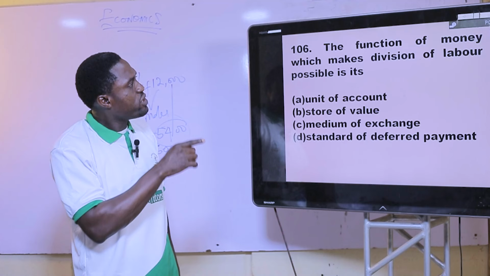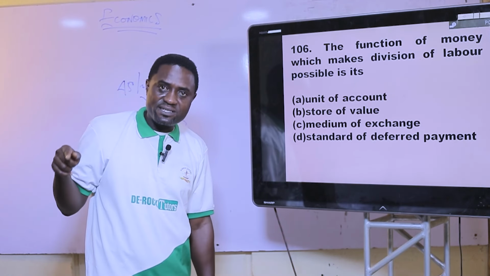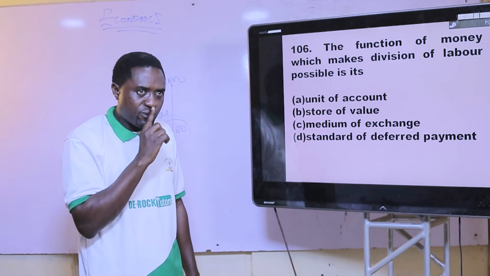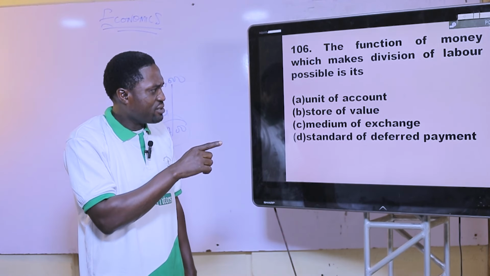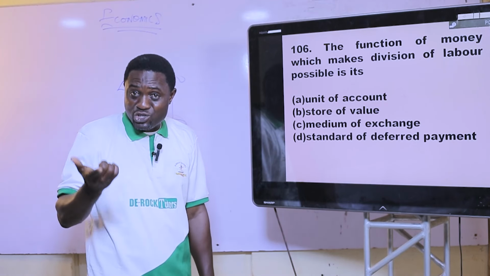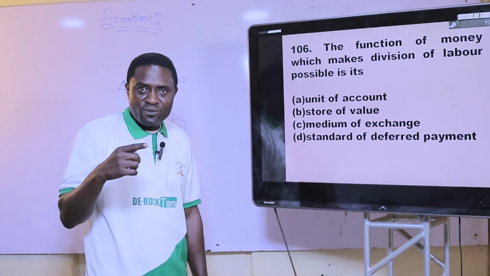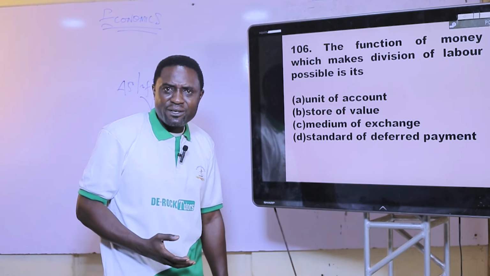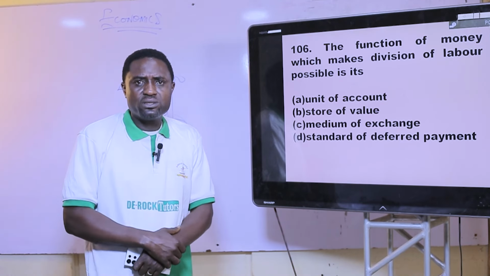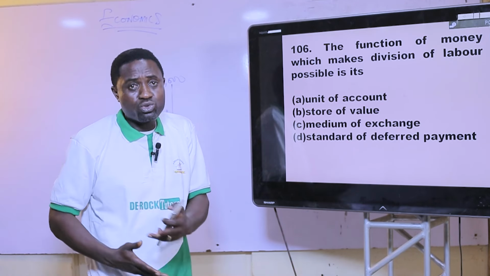The function of money which makes division of labor possible is it what? Unit of account, store of value, medium of exchange, or deferred payment. It is medium of exchange, because whatever value you offer me, then I give you something in return. Medium of exchange. It wouldn't have been possible otherwise.